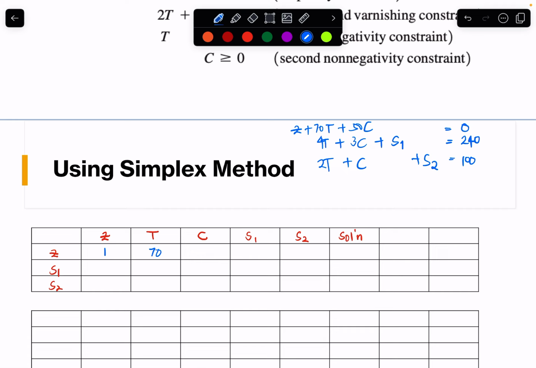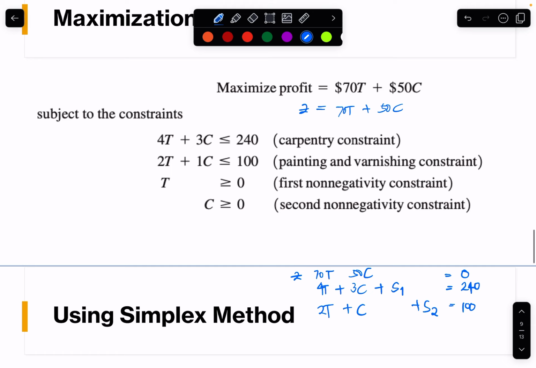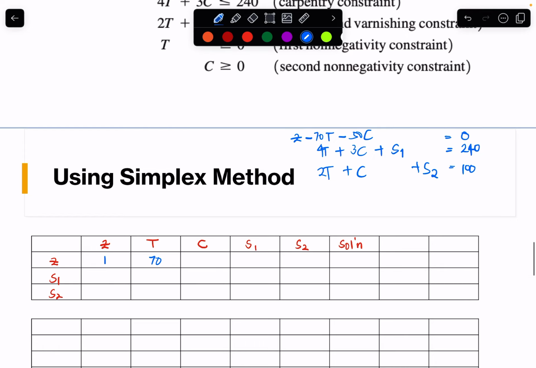And then we write the coefficients. The coefficient of Z is 1, and then we have 70, or sorry, that should be negative. If we transpose 70T and 50C, it should be negative. So negative 70T and negative 50C. So we have negative 70 and negative 50, 0 for S1, 0 for S2, and the solution is 0.